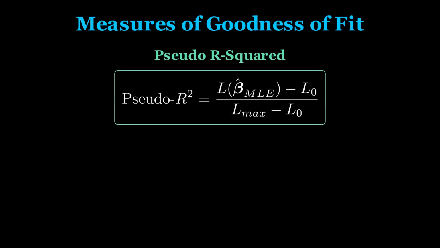It compares the improvement in log likelihood from the null model to the fitted model against the improvement available from the best possible model, where Lmax is the log likelihood of the model with the maximum achievable likelihood with all predictors included.